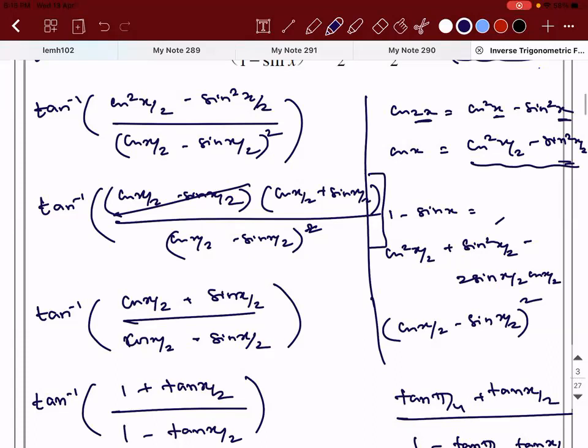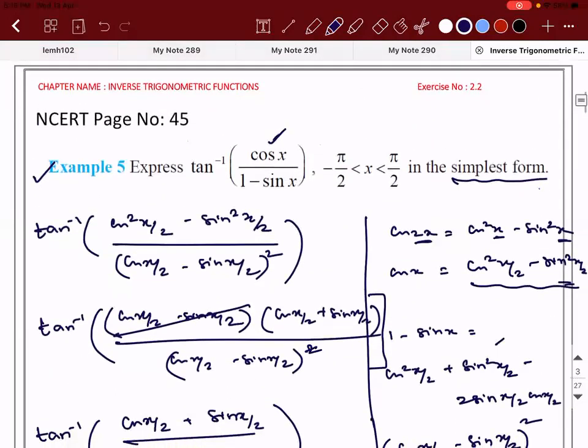Because of the domain that is given. So they gave minus pi by 2 to pi by 2, right? That is in the fourth and the first quadrant, when the angles are measured only from minus pi by 2 to pi by 2. Then where is x by 2 measured from? See, if x is measured between minus pi by 2 to pi by 2, then x by 2 is minus pi by 4 to pi by 4. But this will work for other domains also, I'll tell you.